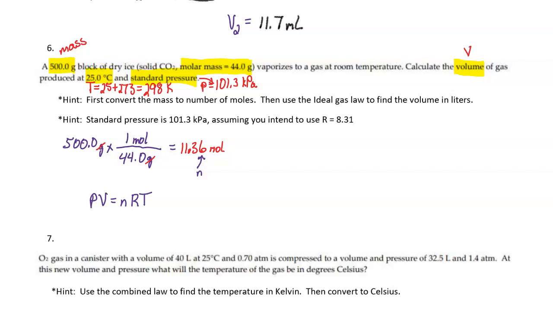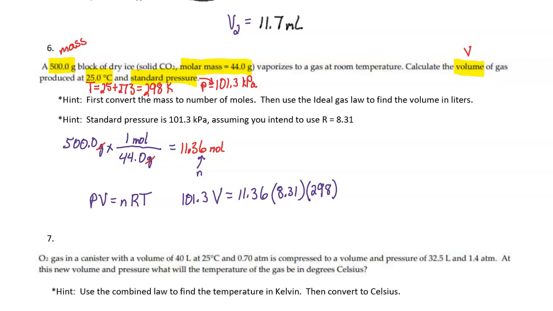In place of P, put the pressure, 101.3. For the V, leave it as the V. That's what we were asked to find. What is the volume? It asks us for that. In place of N, 11.36. In place of R, we're going to use the ideal gas constant. There's different numbers you put in for this, but in the hint we're told this time we use 8.31 because the pressure was in kilopascals. And then in place of T, 298.